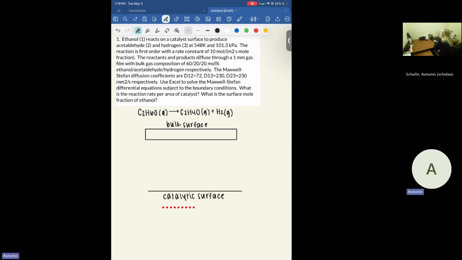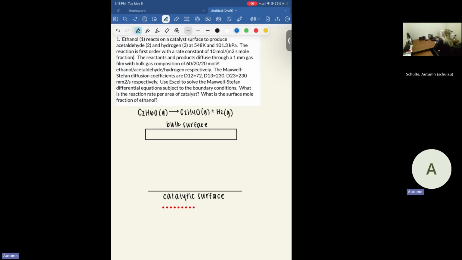Hi everyone, welcome back. In today's video, we are going to be using the same idea from part B, except this time we're working with a reaction. So here we have ethanol reacting on a catalytic surface to produce acetaldehyde and hydrogen at 548 Kelvin and 101.3 kilopascals. So here you can see I've already labeled our catalytic surface and our bulk surface.